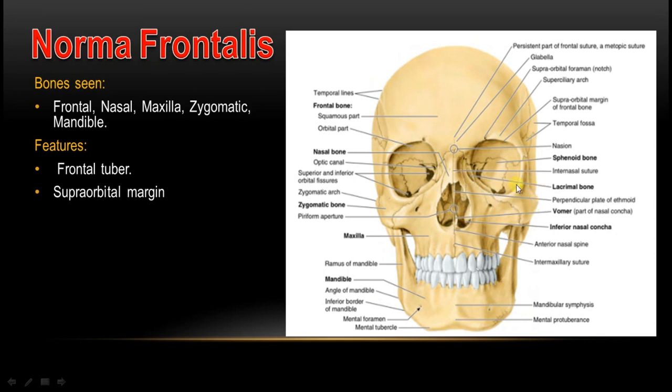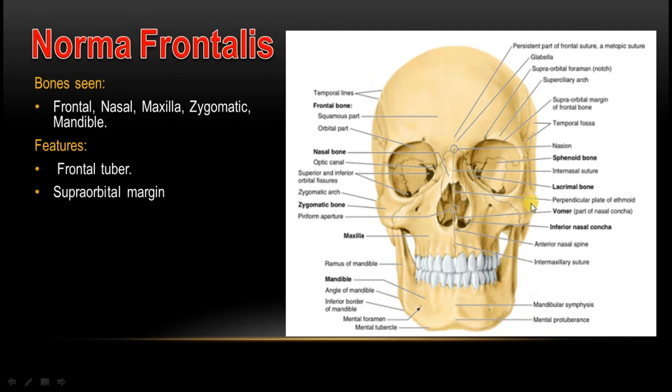Then what else you are able to see is the zygomatic bone. The zygomatic bone mainly forms the prominence of your cheek, which is called the malar prominence. Again, it has a maxillary process which articulates with the maxilla. Then it has a frontal process through which it articulates with the zygomatic process of the frontal bone.